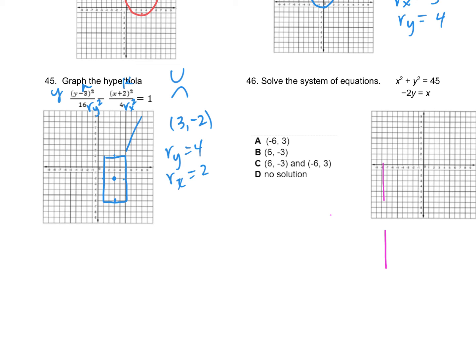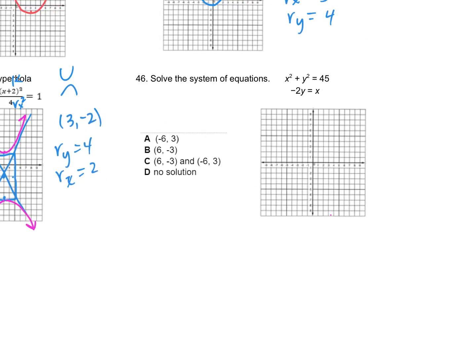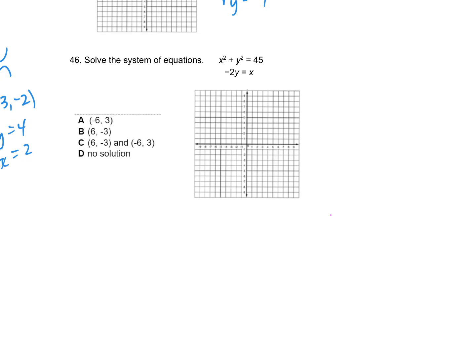Then I'm going to draw a diagonal through each of the vertices. And I know this guy opens up, so it's going to go, actually, let's change colors there. It's going to go this way and this way. Not too bad. So the pink is the actual hyperbola. Now, if you weren't sure what to do, you know what you could do, and that'd be to Desmos this bad boy.